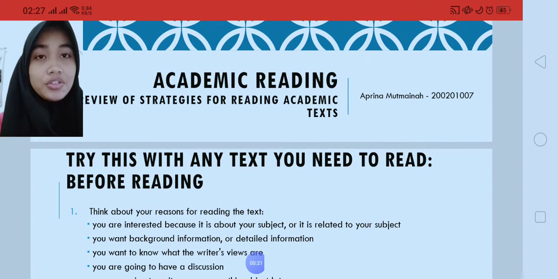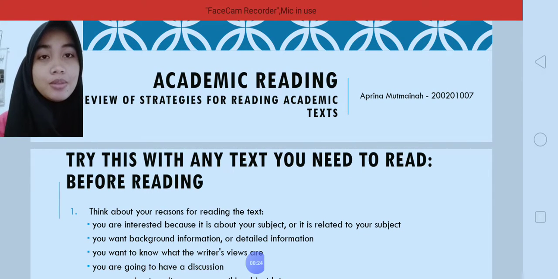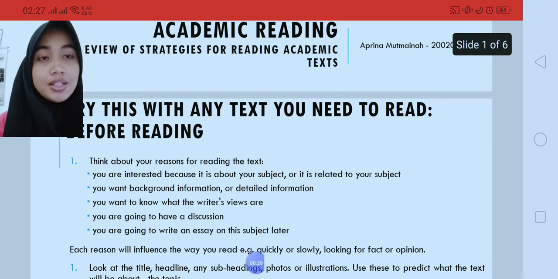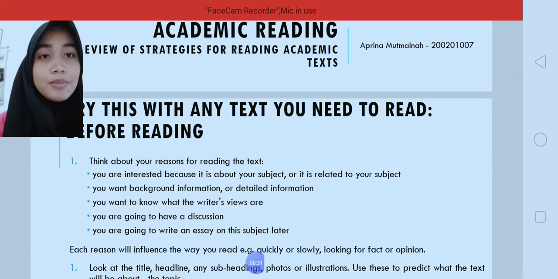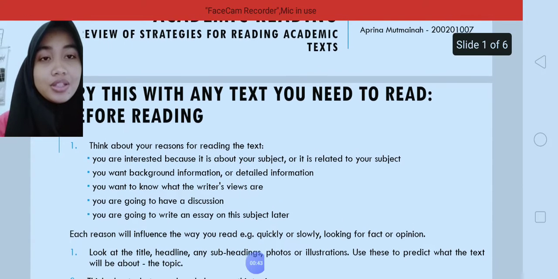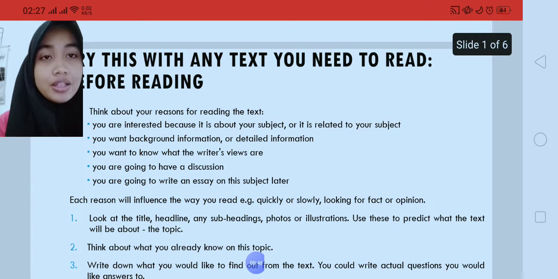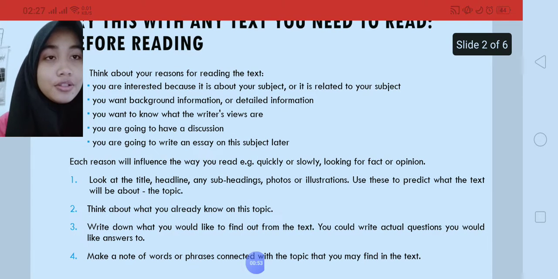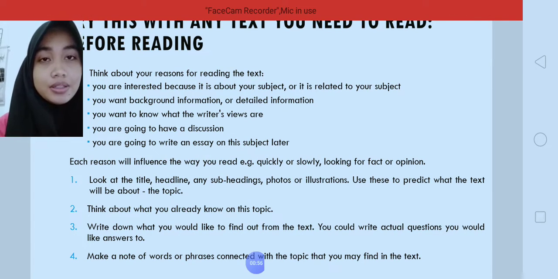First of all, you can try this with any text you need to read. Before reading, first think about your reason for reading the text. You are interested because it is about your subject or it is related to your subject. You want background information or detailed information. You want to know what the writer's views are. You are going to have a discussion or you are going to write an essay on the subject later. Each reason will influence the way you read, for example quickly or slowly, looking for fact or opinion.